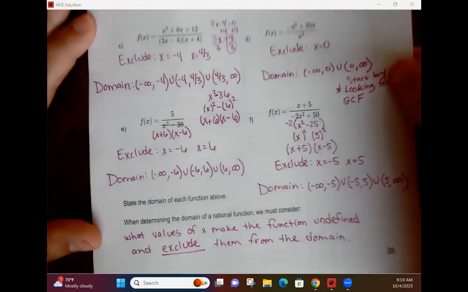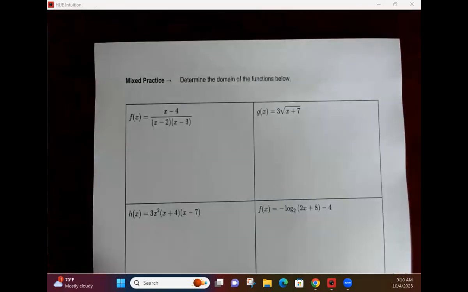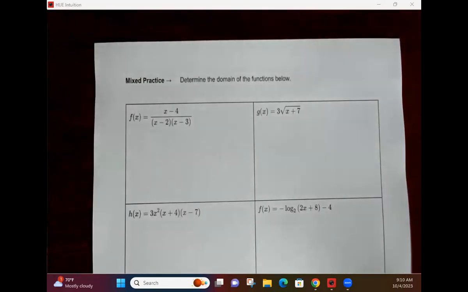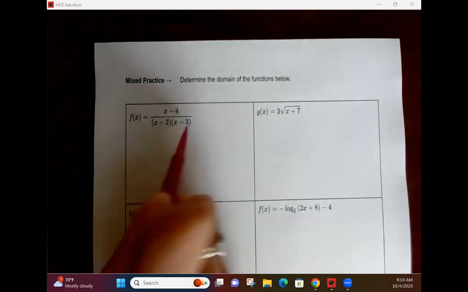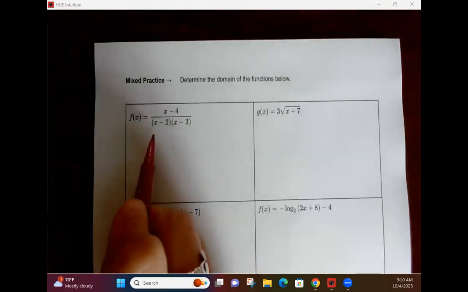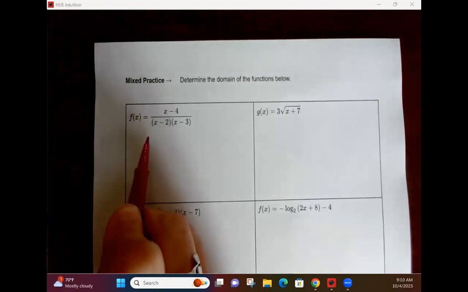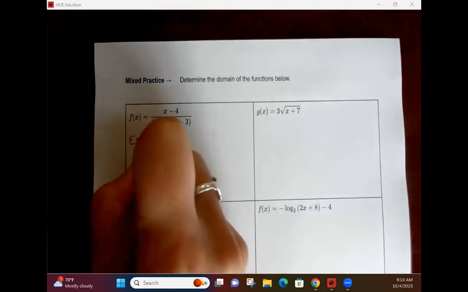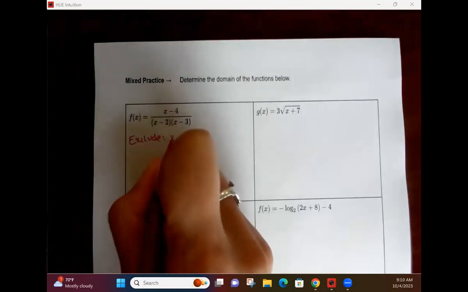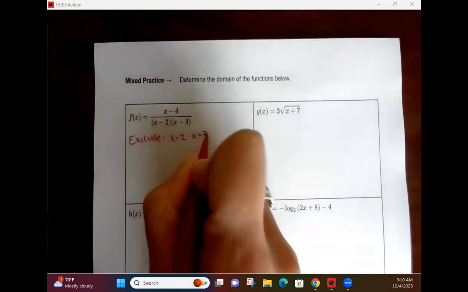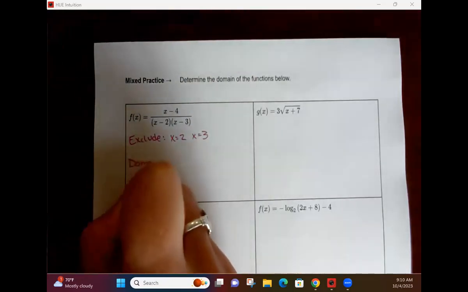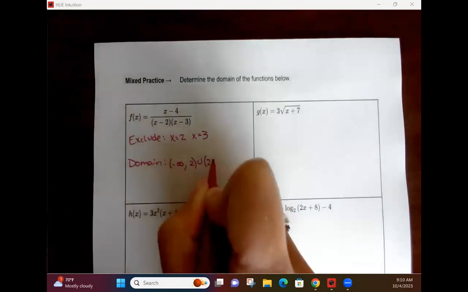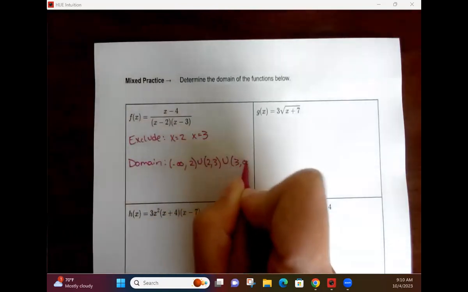Let's look at a few more examples together. So I'm on page 21 now, and we've got a practice that includes all different types of functions here. We're going to go through a few together. I'm starting with a rational function, so I'm going to look for what values of x would make this function undefined, and we'll exclude them. So we're going to exclude 2 and 3. So my domain then would be negative infinity to 2, 2 to 3, and 3 to infinity.